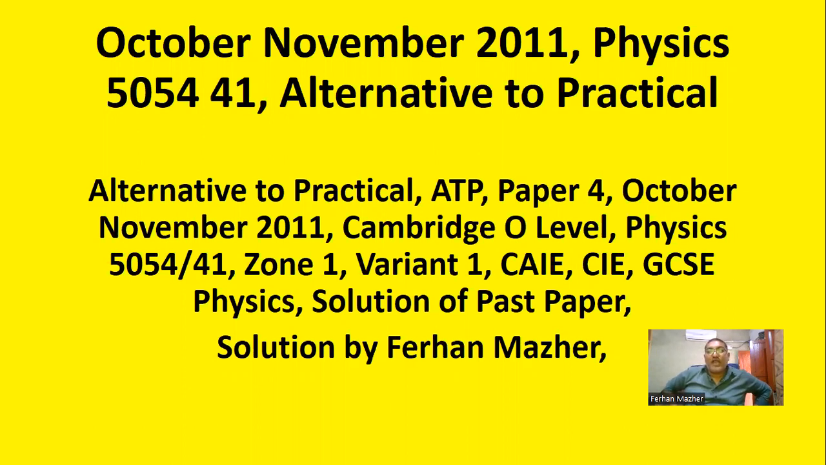5054. Today, we have set our hearts to solve paper 4. We call it ATP, Alternative to Practical. For this purpose, we have selected the October-November 2011 4-1 paper. This ATP paper belongs to zone 1, or variant 1.